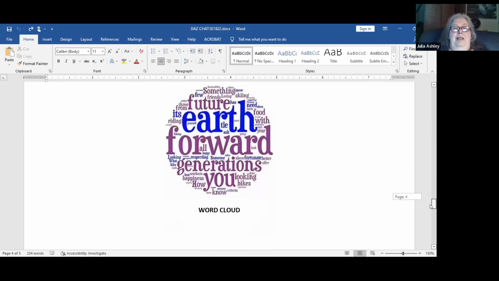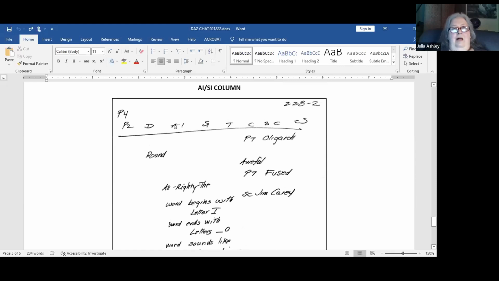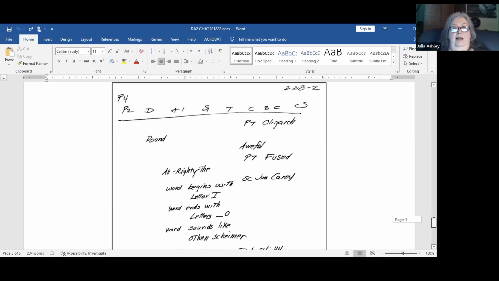Something else I'm trying with the Wordle is a word cloud, looking at a blank sheet of paper and just seeing what comes up to me. I'm just assuming that a word is going to float up. Having mixed results with that. And something else I'm trying is getting a dialogue in the AI and the SI column, where I said the word begins with from the AI column. Go to the SI column for the answer. It says letter I. Word ends with letters O. And yeah, this was after asking Debra and Jon for hints, and that's been helpful too.